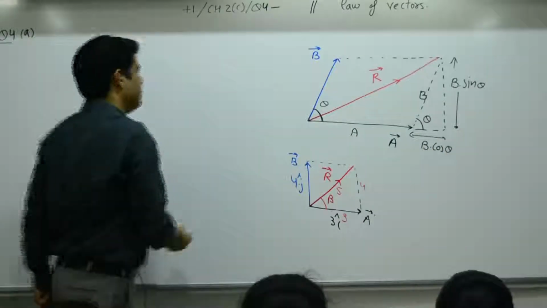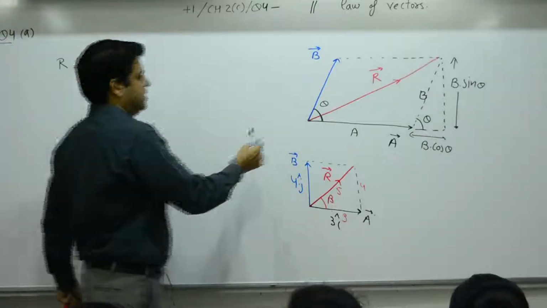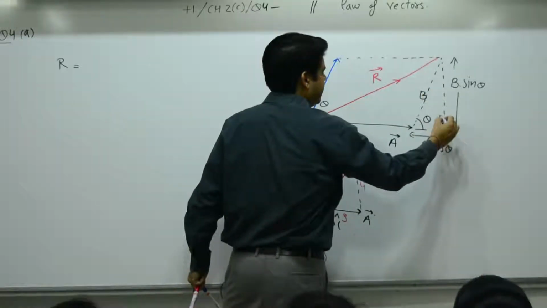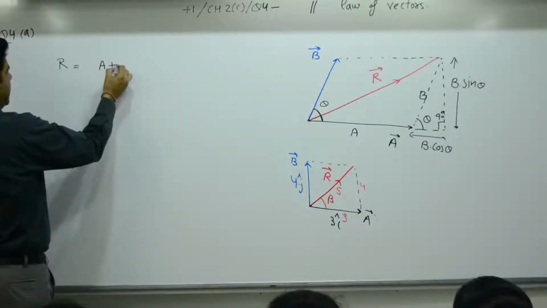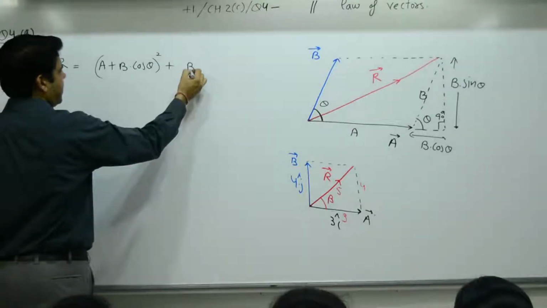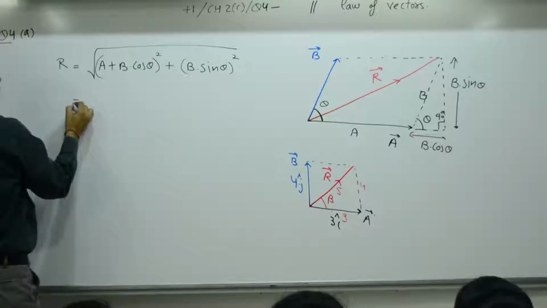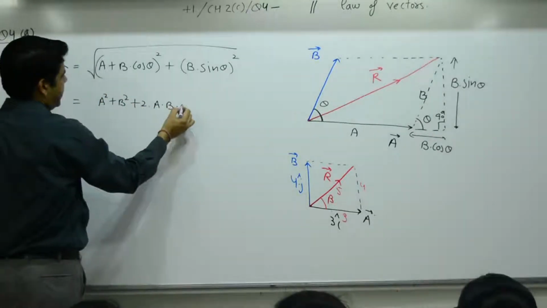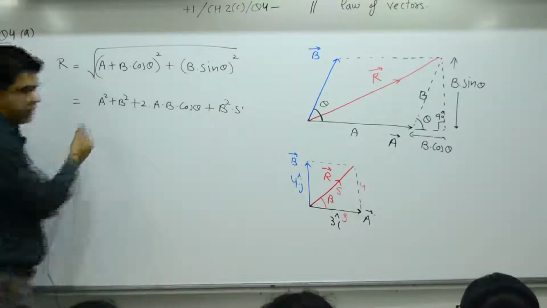How do you find the magnitude of R? Same story. Magnitude of R is equal to, yes, in this right angle triangle, same as you have covered in previous question, 90 degree. R is equal to square root of (A plus B cos theta) square plus (B sin theta) square, which is equal to what? A square plus B square plus 2AB cos theta plus B square cos square.